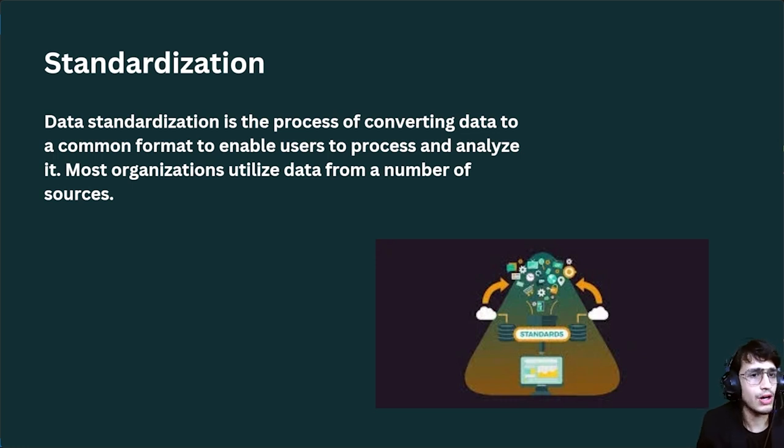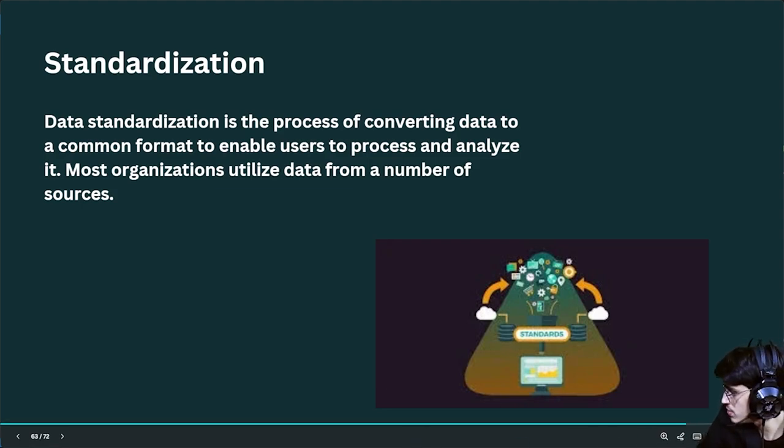Okay, so where does standardization take place? In standardization, we make sure that our mean is 0 and variance is 1. Data standardization is a process of converting data to a common format. There can be other formats, but this is the most common format, where mean is 0 and variance is 1.